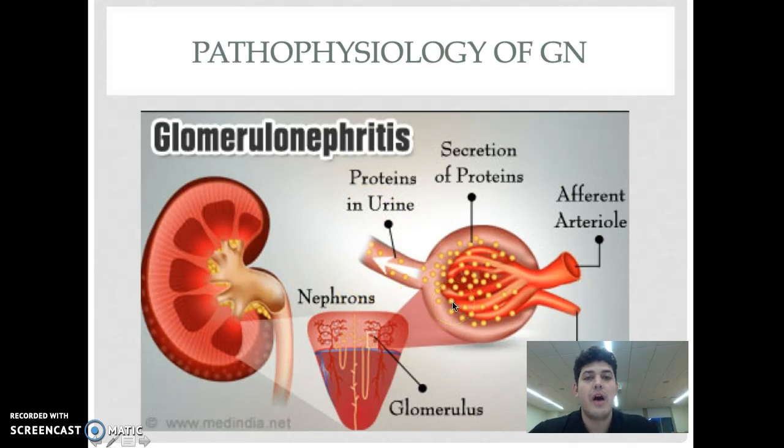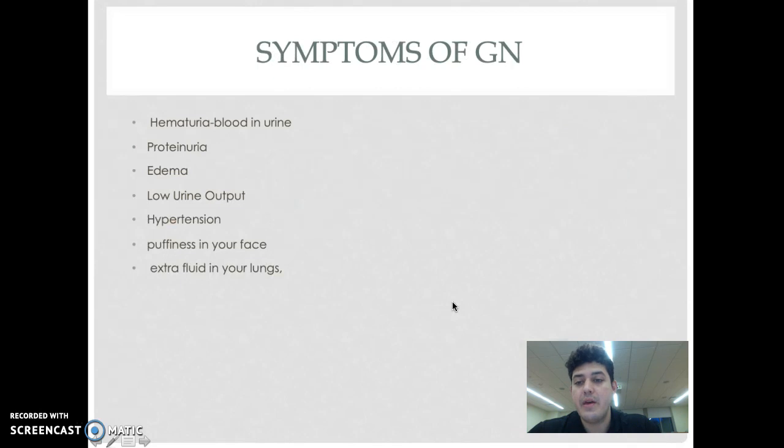Some of the symptoms of this are hematuria, which is blood in the urine, and your urine would look a tea-like color or a Coca-Cola-like color. Proteinuria: this leads to low protein in the blood due to it being lost exiting the nephron.